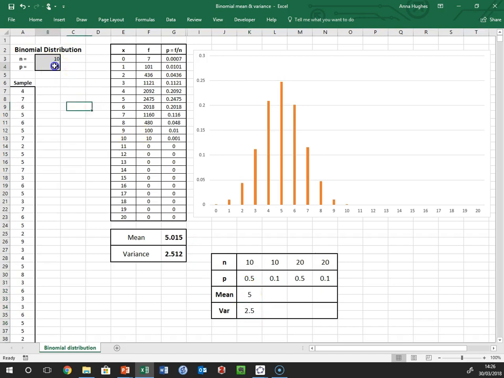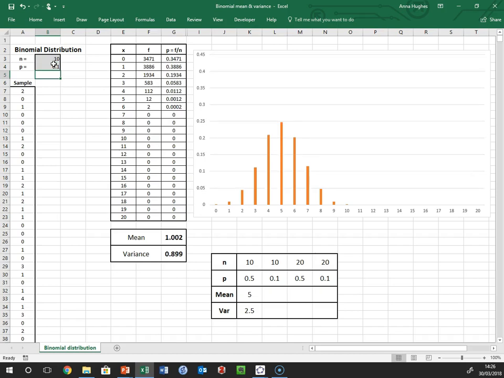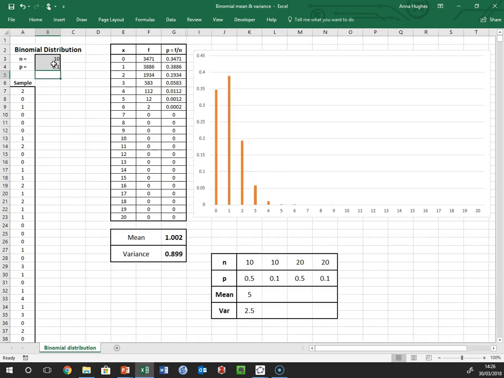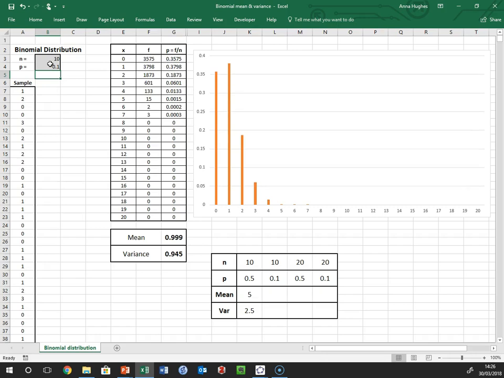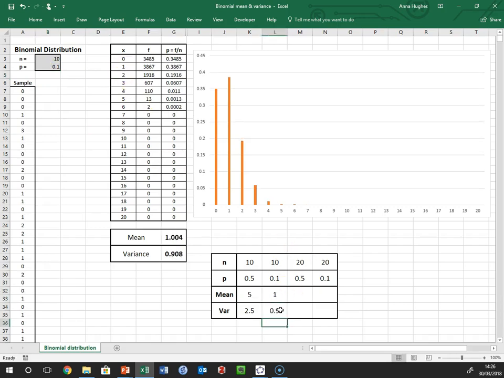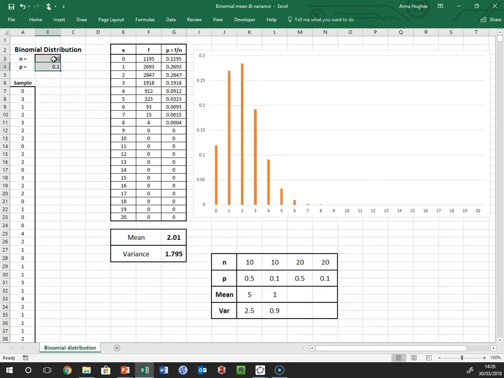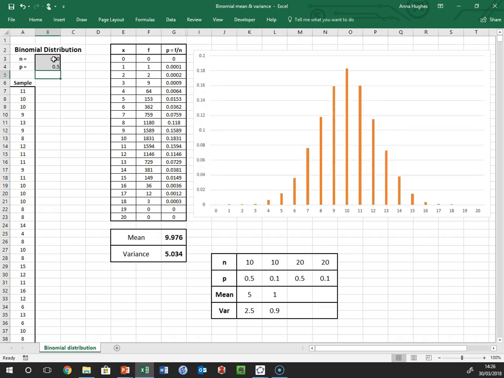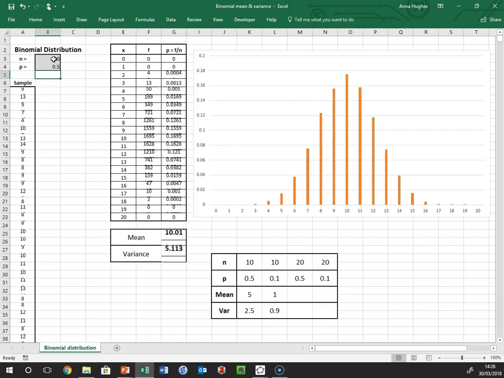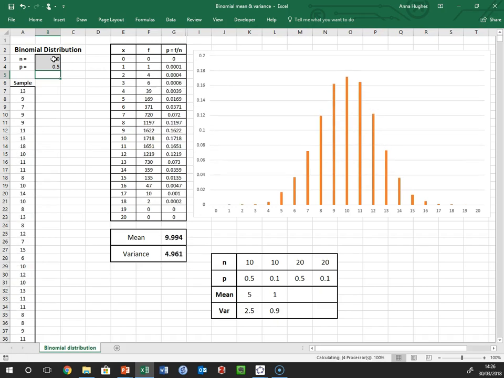If I now change the probability to be 0.1, I get some different values. You can see now that the mean is somewhere near 1 and the variance is somewhere near 0.9. If I then increase the value of n, so there's more trials, and put the probability back to 0.5, we can see now that the mean is approximately 10, the variance is approximately 5, sometimes a bit above, sometimes a bit below, experimental error.